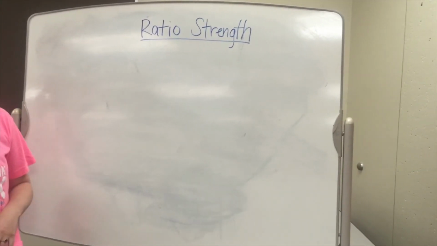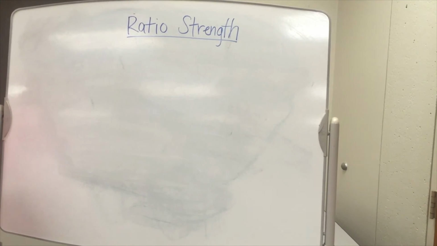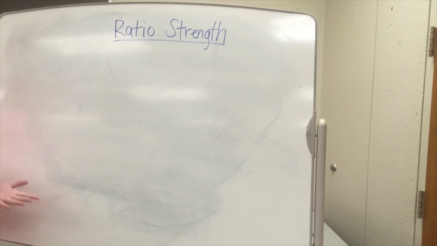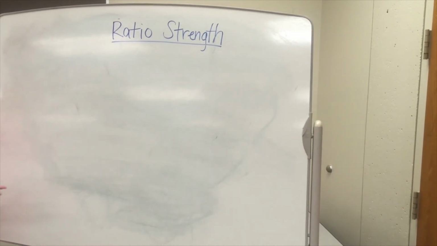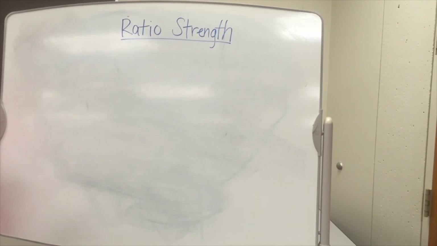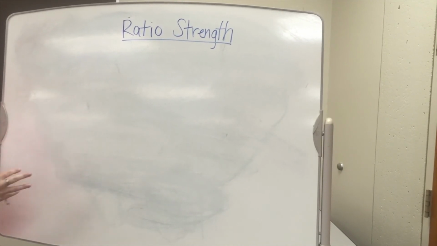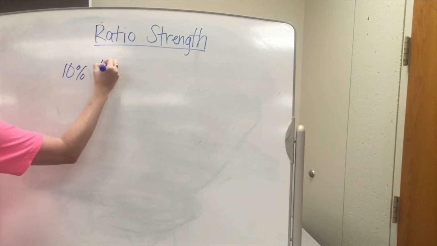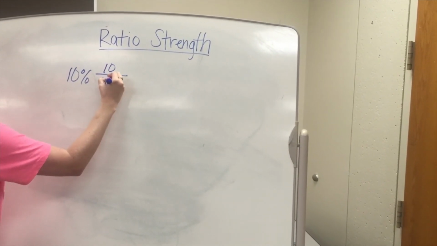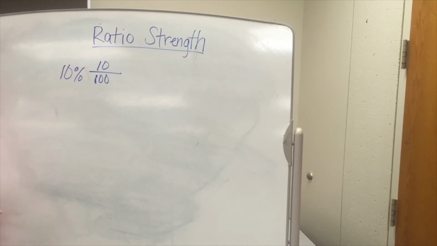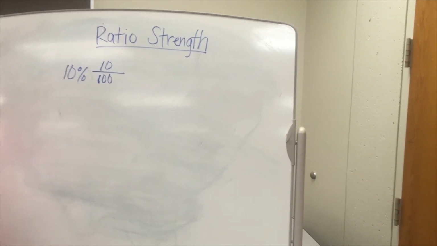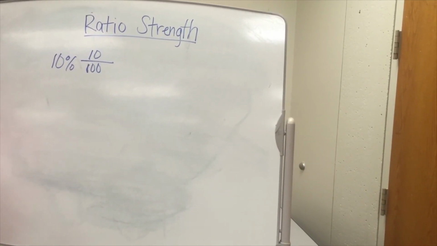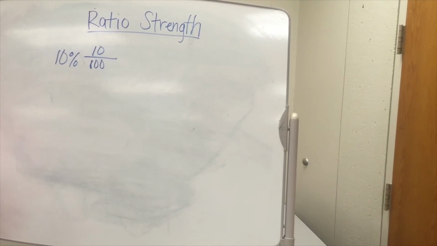So the next topic that we're going to discuss is ratio strength. In previous problems, we talked about percentage strength, and ratio strength is different. With percentages, you're always going to have some number over 100. So for example, 10% is 10 over 100. Ratio strength is going to be expressed in parts per parts. That means that your bottom number is not always going to be 100 with ratio strength.